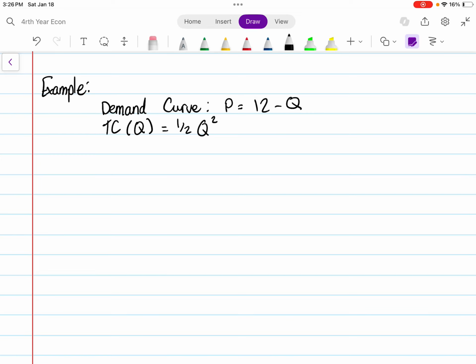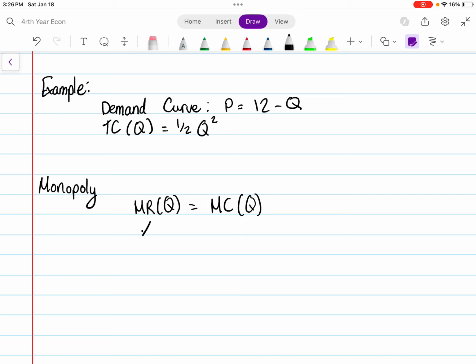Now let's look at an example of a monopoly profit maximizing scenario. In this example, we're given the demand curve and the total cost curve. Before we tackle this example, remember that a monopoly has a profit maximizing formula of marginal revenue equals marginal cost. Through that, we were able to find the profit maximizing quantity and profit maximizing price.